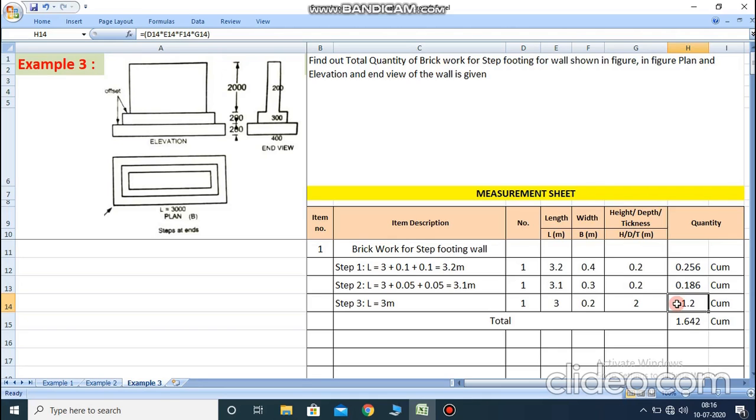Now the total brickwork for the step footing wall is the summation of step 1, step 2 and step 3, that is the summation of 0.256, 0.186 and 1.2. So we got a value of 1.642 cubic meter as the total quantity of brickwork for the step footing. Now as per the easy calculation, in 1 cubic meter 500 bricks are required. So in 1.642 cubic meter, how many bricks are required, we can easily calculate the total quantity of brick.